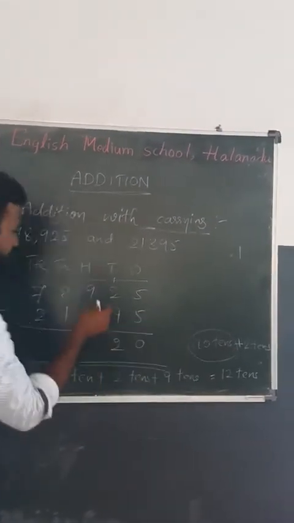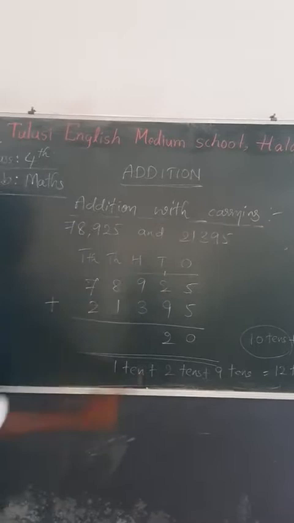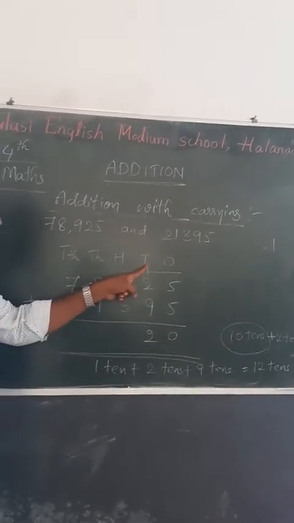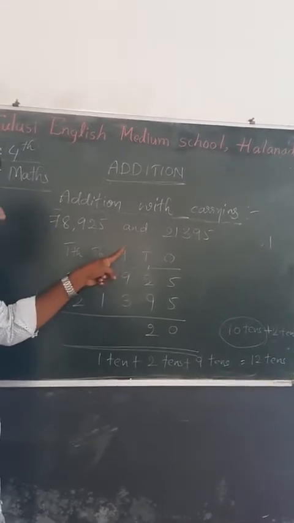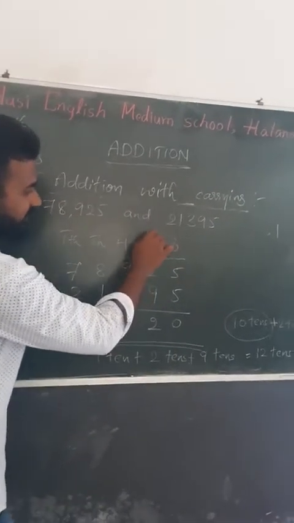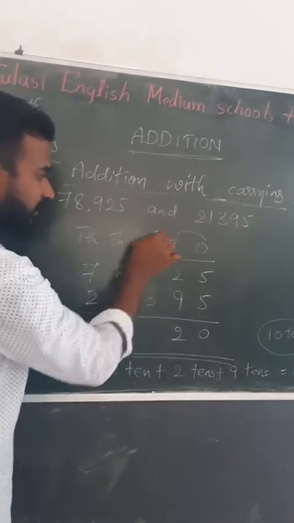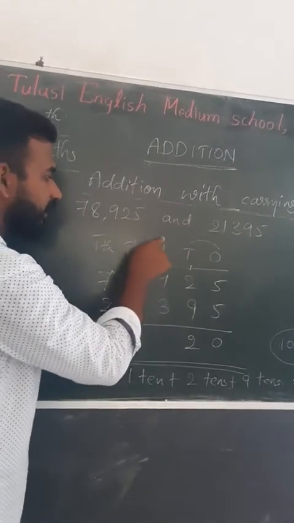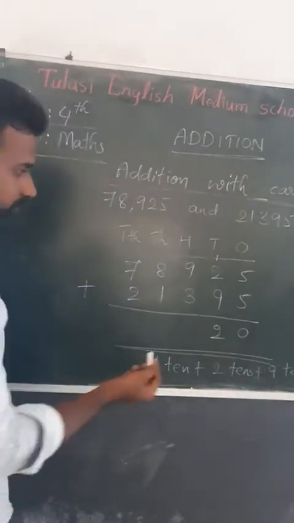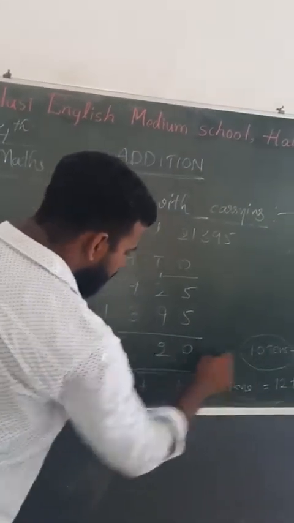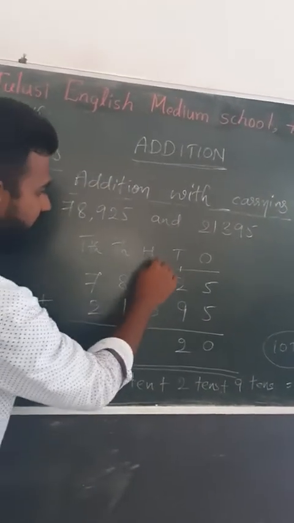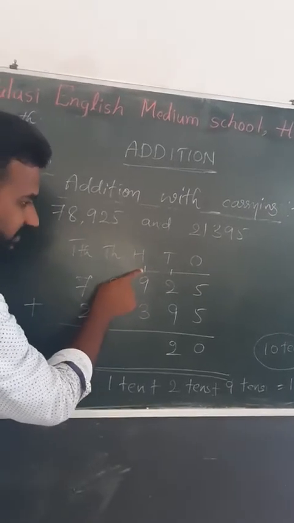The remaining 10 tens I am taking to the hundreds place. 10 tens is equal to 100. So it is a place 10 times greater. Tens place is 10 times greater than ones. Hundreds is 10 times greater than tens. In the same way, the difference is 10 times. Here I am writing 2 tens and the 10 tens I am taking as 100.